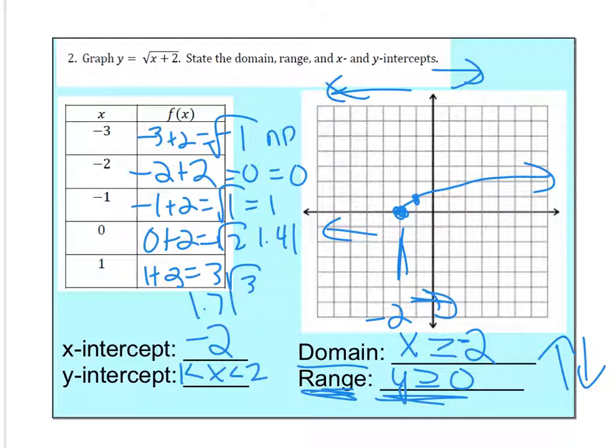My range is going to be y greater than or equal to 0, okay? For range, remember, range is up and down. Well, I'm never getting down here. I'm always going to be at 0 or above. So that's what I say.